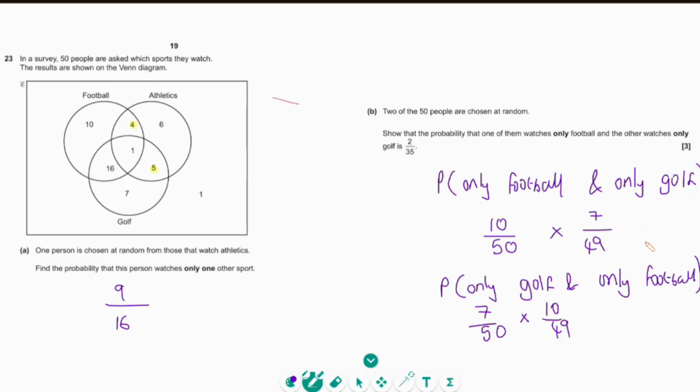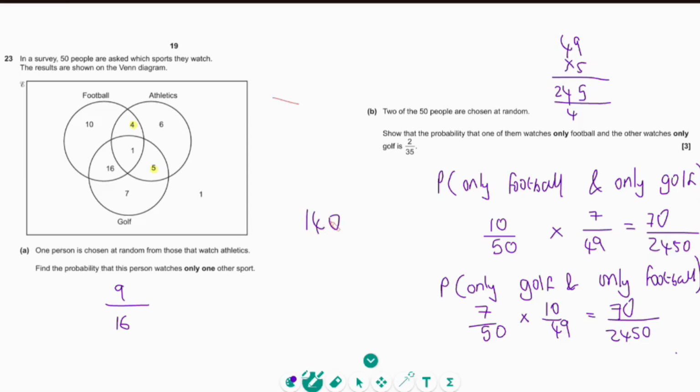Okay, so let's just work that out in the easiest way without a calculator. 10 times 7 is 70 for the numerator. 50 times 49, I'm going to work out 49 times 5 first. 9 times 5 is 45. 4 times 5 is 20, add 4 is 24, and put my 0 on the end. If I add those together, I'm going to get 140 over 2,450. And hope this simplifies to 2 over 35.